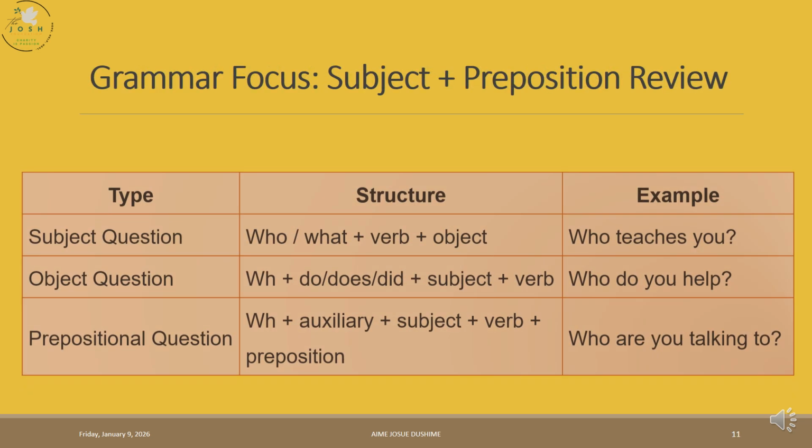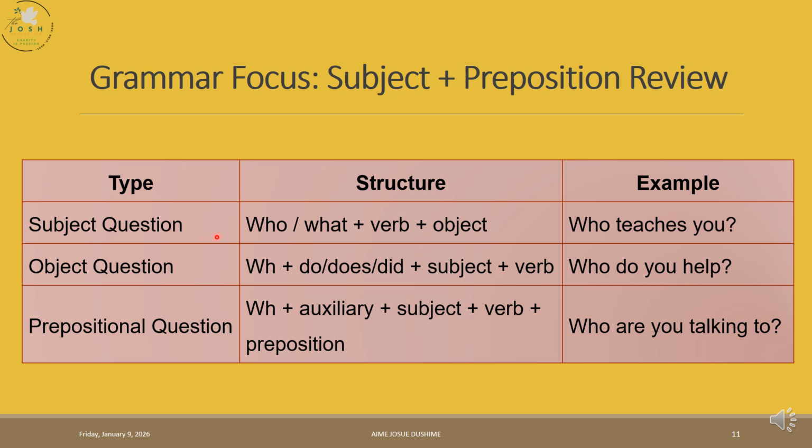Let's see the grammar focus slide. When we say subject questions, it is who or what, verb, object, and it simply talks about who is doing the action, the doer of the action. Who teaches you? I want to know who does the action. Object question: WH, do, does, did, plus subject plus verb, and I want to know who is the receiver of the action. Who do you help? Prepositional question: WH, auxiliary, subject, verb, plus preposition. They end with a preposition, most of the time in informal structure. But in the formal structure, they start with a preposition. Who are you talking to?